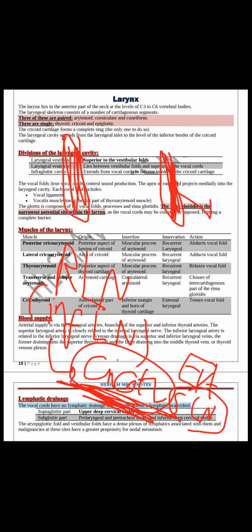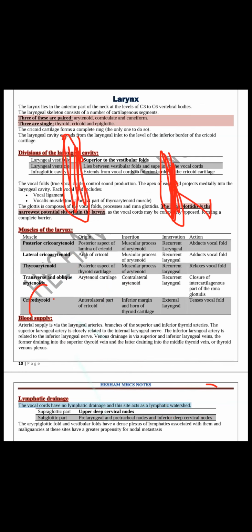Keep this. Then what will cause relaxation of the vocal cord is the muscle called thyroarytenoid, between the thyroid cartilage and the arytenoid cartilage. It will cause relaxation of the vocal cord. So how will I adduct the vocal cord? I will adduct it by the muscle called lateral cricoarytenoid.